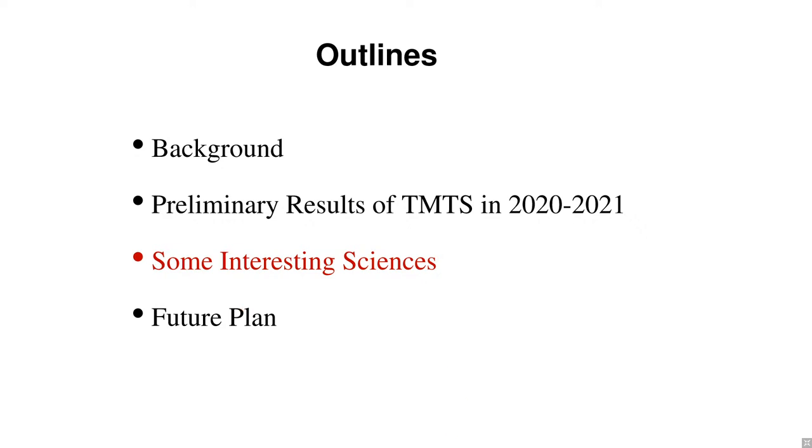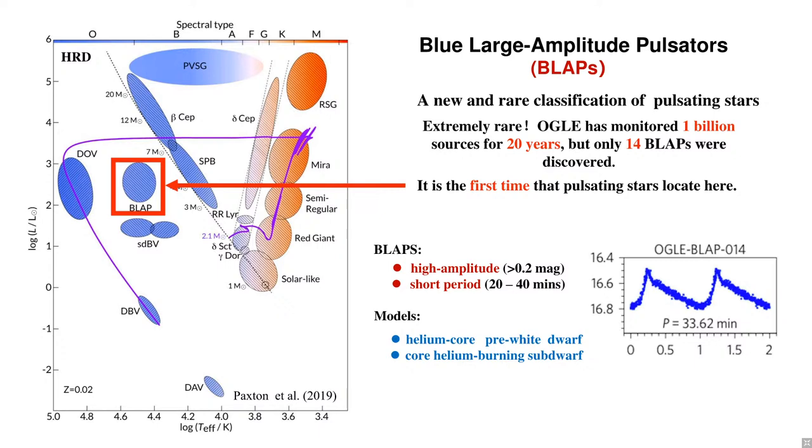Okay, I will give a brief introduction of the most interesting science that we have done. So one is about the BLAP that I just mentioned. BLAP means blue large amplitude pulsators. They're located in this region of the HR diagram. So you can see it is brighter than subdwarf stars, with absolute magnitudes about 1 to 2 magnitudes. Such kind of pulsators are extremely rare. The OGLE project has monitored 1 billion stars for 20 years, and they only discovered 14 BLAPs.